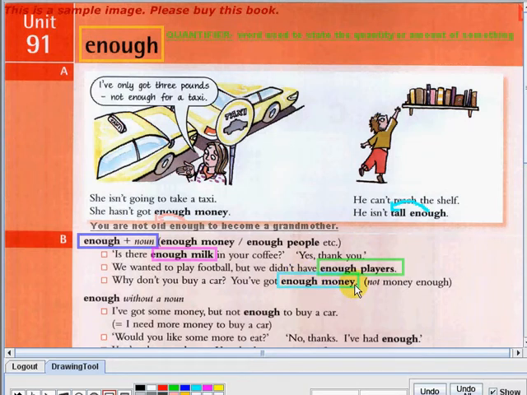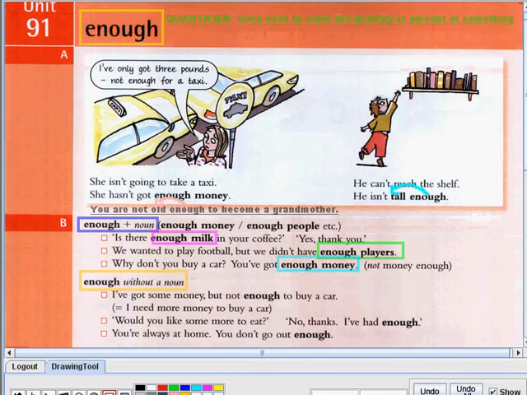Remember that form, enough plus noun. Like enough milk, milk is the noun. Enough players, players is the noun. And enough money, money is the noun. Next form is enough without a noun. So we can use enough without a noun if the meaning is clear.